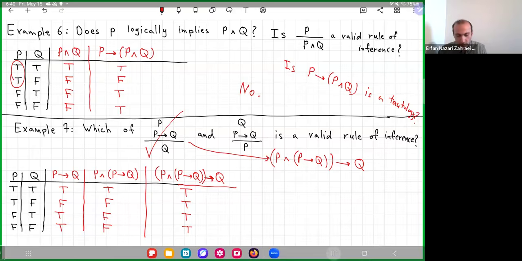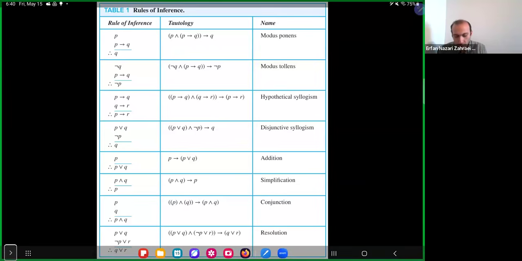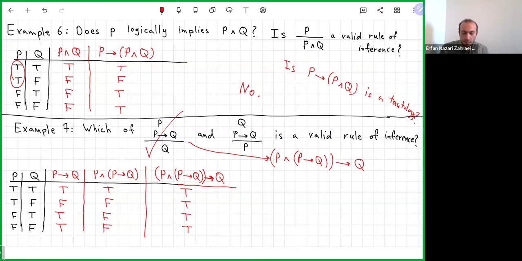And you can find it in this list. It's the first one. It's called modus ponens. If you have P implies Q and P, then together they imply Q. I leave it as an exercise for you to try the other one. The answer should be no. This is not a valid rule of inference.